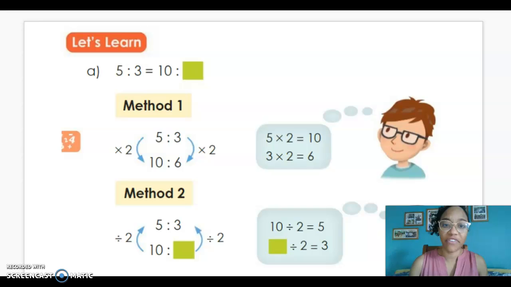Well, how did I get from 5 to 10? I multiplied by 2. That means on the other side, I also need to multiply by 2. As we can see in our thought bubble, we've done those multiplication problems. 5 times 2 is 10, and 3 times 2 is 6. So our missing value there is 6.